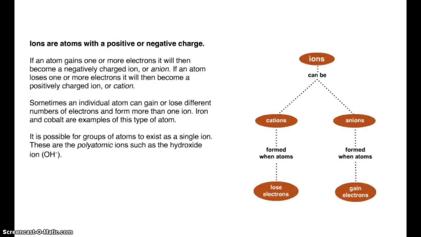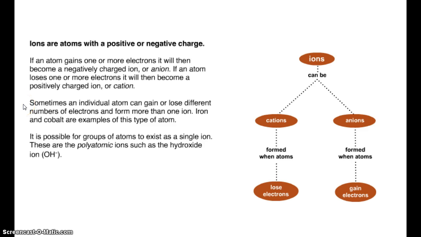Ions are atoms with a positive or negative charge. Again, we can have cations, which are formed when atoms lose electrons, and therefore there's fewer electrons than protons, so it's positive. Ions can be anions, formed when atoms gain electrons. The more electrons, the more negative, a negative ion. If an atom gains 1 or more electrons, then it will become a negatively charged ion, or anion. If an atom loses 1 or more electrons, it will then become positively charged because there's more protons than electrons, and it is a cation.